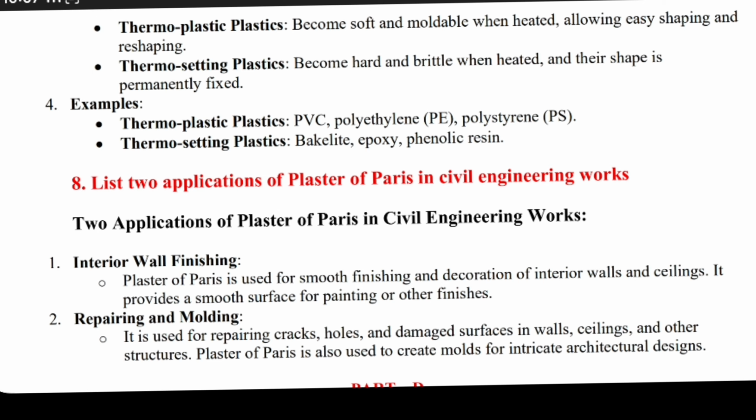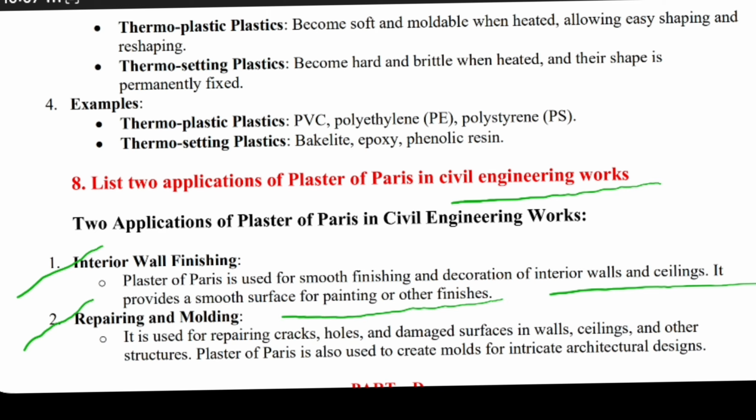Next is: list two applications of plaster of Paris in civil engineering works. Plaster of Paris can be used for interior wall finishing, repairing, and molding. It is a very smooth material, and we can use it for decorative interior walls and ceilings, and it gives a smooth surface for painting and other finishes. Repairing and molding is for when cracks, holes, and damages take place on walls and ceilings. It is also useful for creating molds and in architectural design.